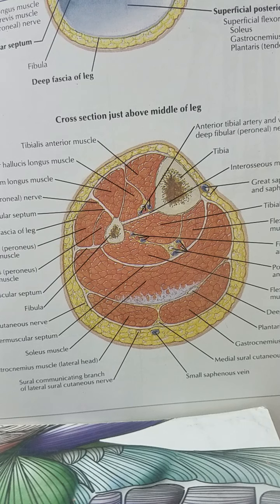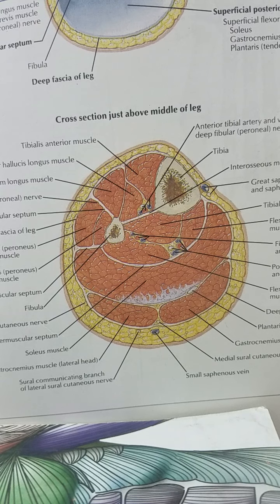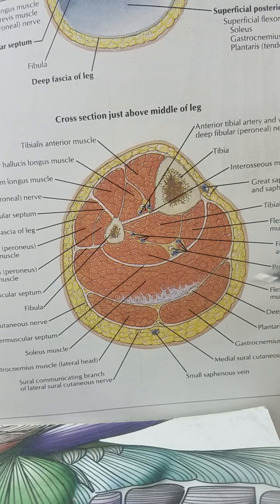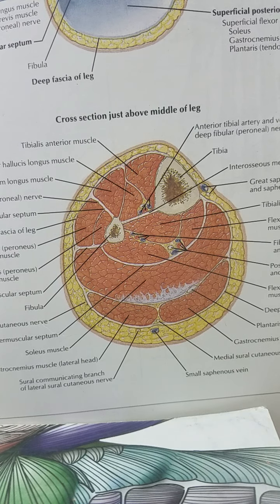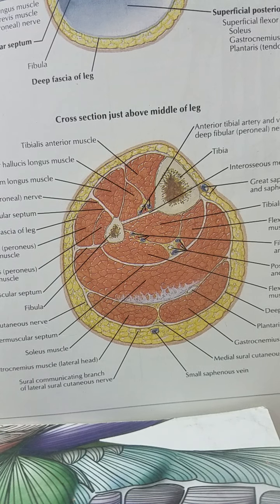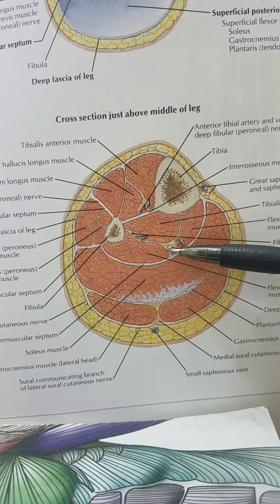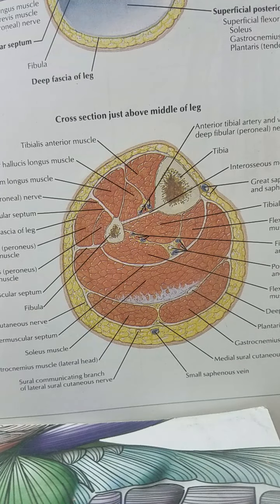Now, as we discussed before, this is a tightly confined subcompartment, and since the vessels and nerve also pass through this deeper compartment, it is more prone to having the compartment syndrome. And if a compartment syndrome occurs, it can lead to necrosis of these muscles as well as paralysis of the tibial nerve, which passes through this subcompartment here.